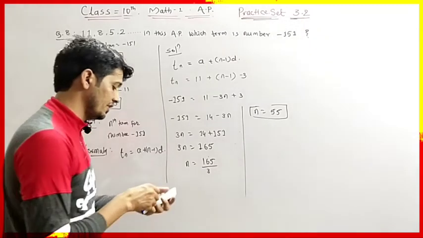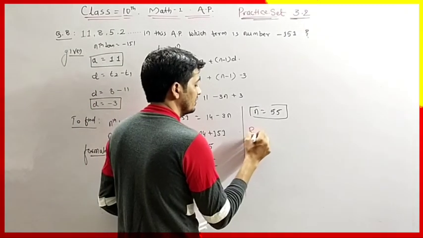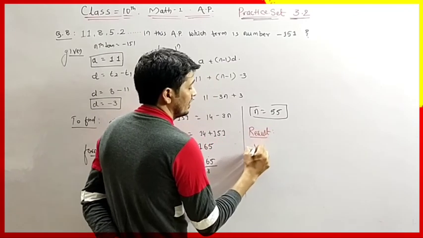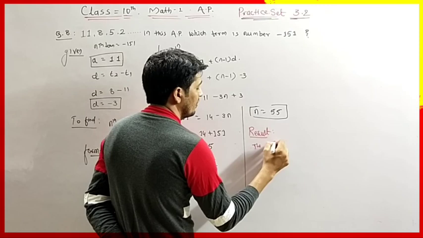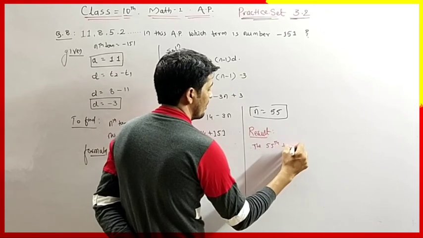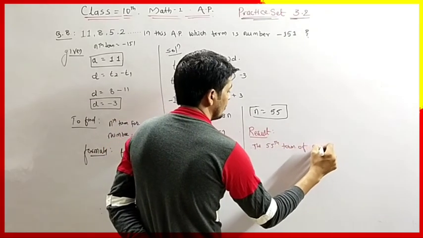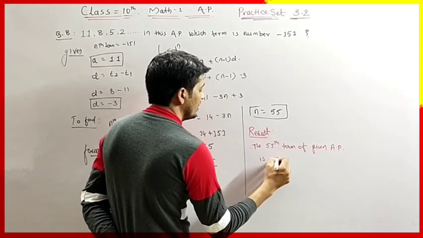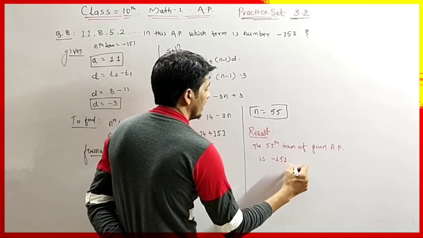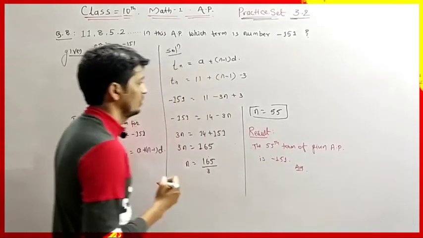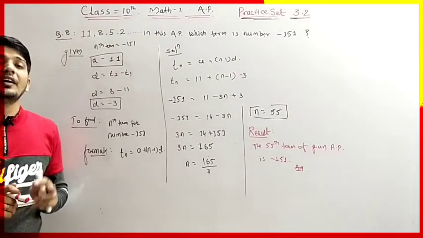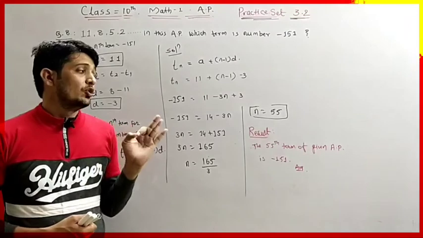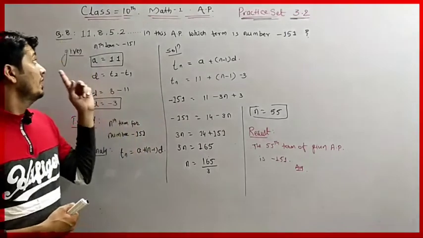So we have to write the result now. So result. Okay, so the 55th term of the given AP is negative 151, and it is our answer. Okay, so see, the questions are really very easy. So students, this is the solution of question number 8.